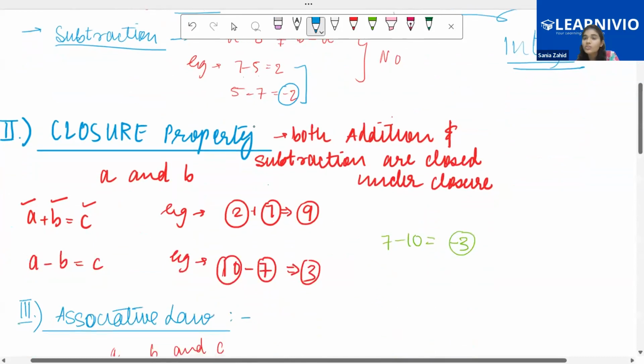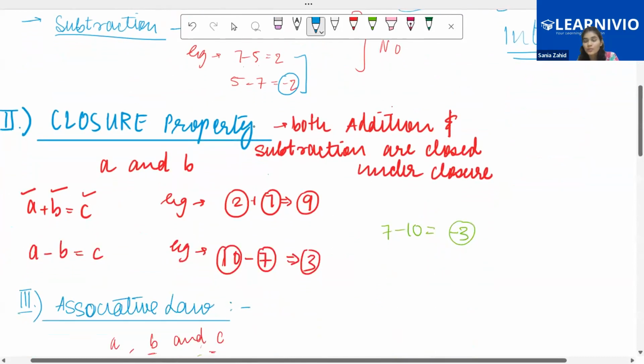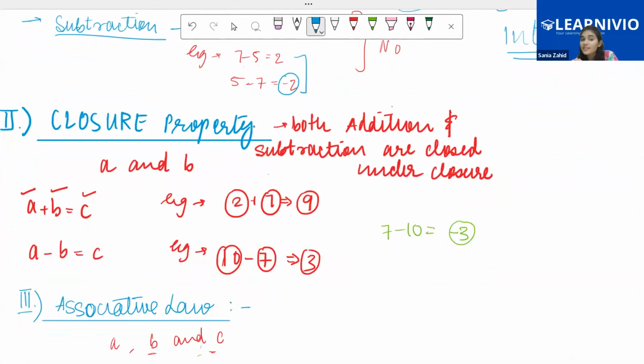Okay, now we come to the next property, which is the closure property. Now, what is the closure property? Closure property is basically that whenever you have two integers and you add them, on adding them, you're going to get an integer only as your answer.